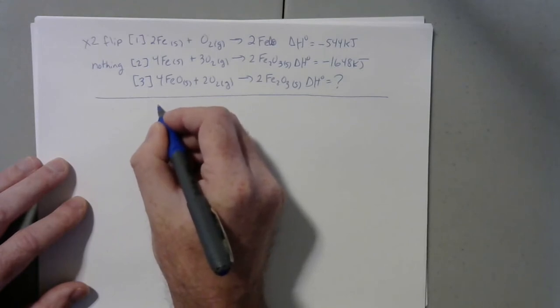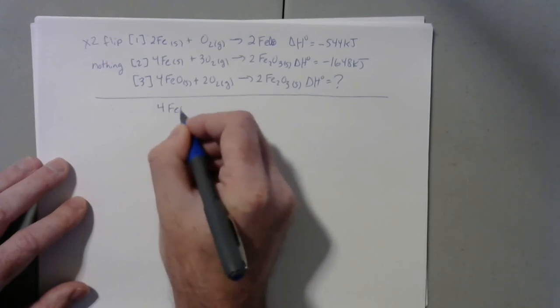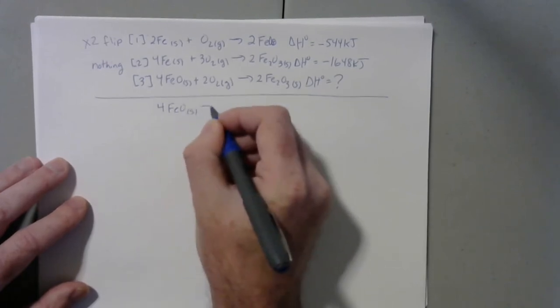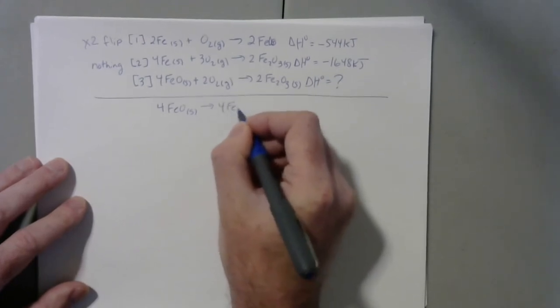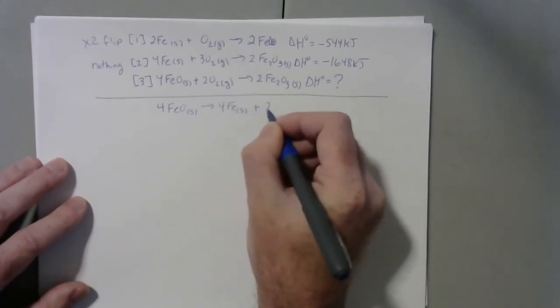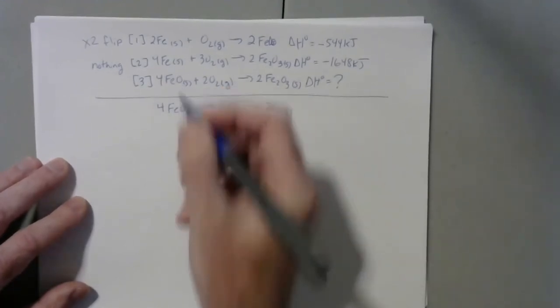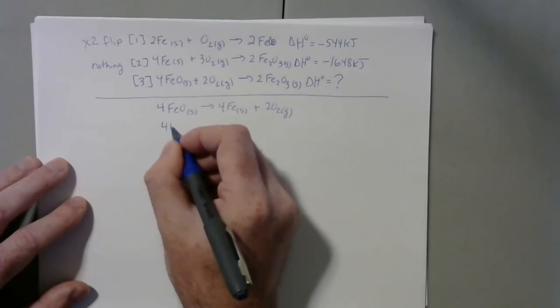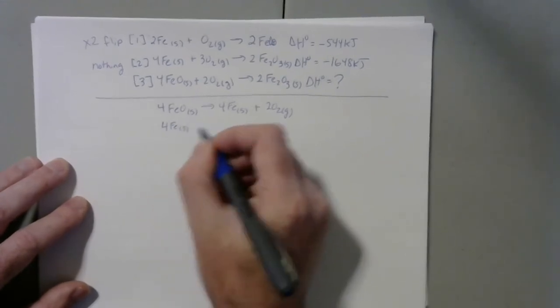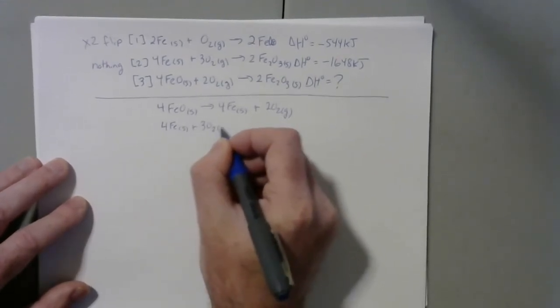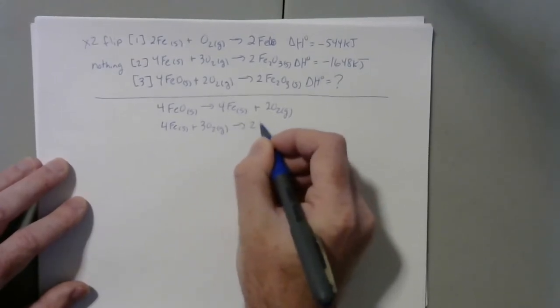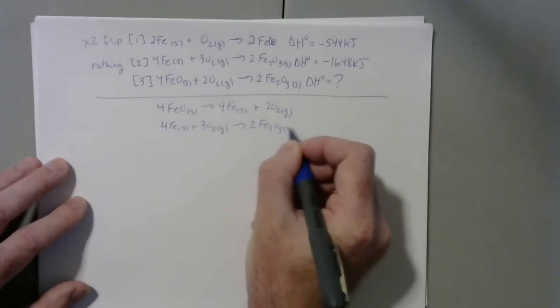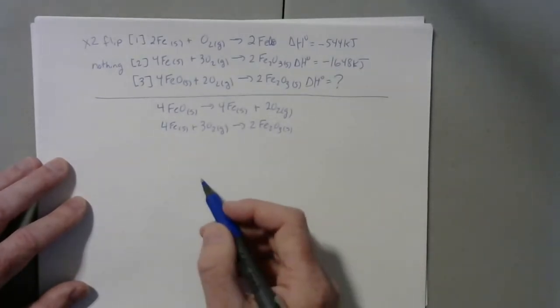So we're going to say 4FeO solid reacting to form 4Fe solid plus 2O2 gas. And then didn't do anything to the second one, so I'm just going to copy it. 4Fe solid plus 3O2 gas, forming 2Fe2O3 solid.